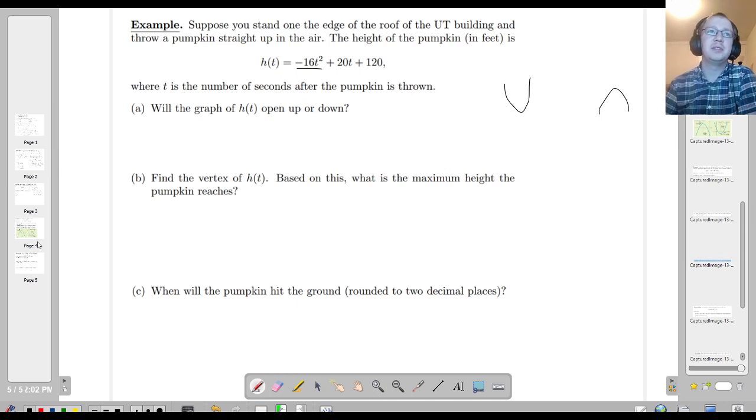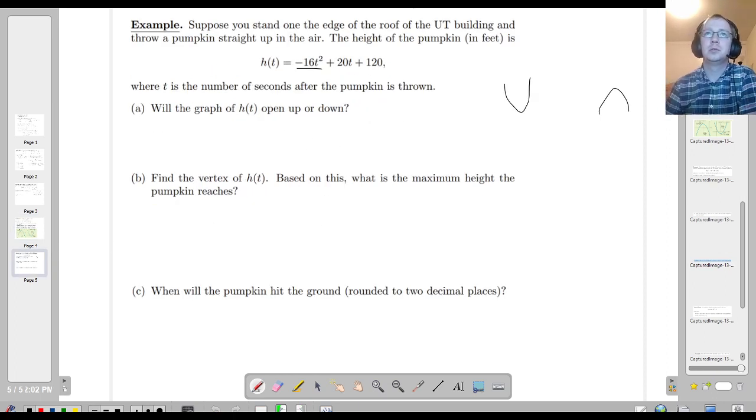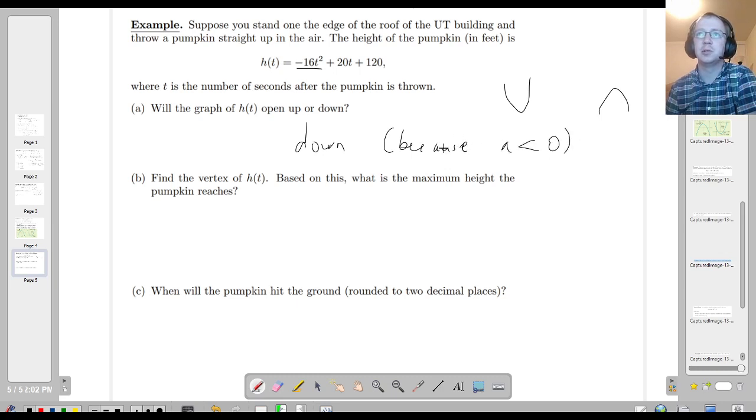Because we have a negative coefficient there, it's going to open down. So it's going to open down because a is negative, or you could say a is less than 0 if you prefer to say it that way. Okay, so it's going to open down. Next, I'm supposed to find the vertex of that function. So let's think about the vertex for a second.